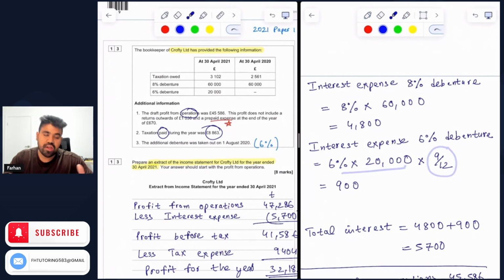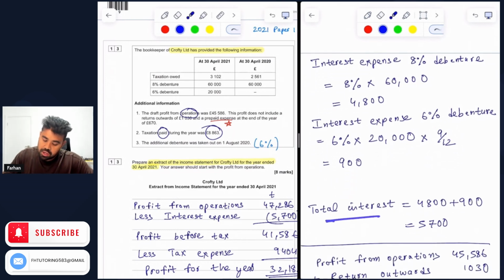So once you do this calculation, you should arrive at £900 being the interest expense on the 6% debenture for the current financial year. Then you find the total interest expense. You just add £4,800 that you got from the 8% debenture, and then add it with the £900 that you got from the 6% debenture, and you get a total interest expense of £5,700, which is what we're going to be showing in the income statement.